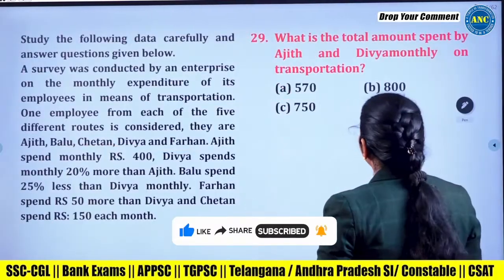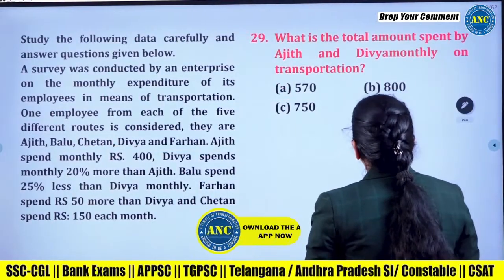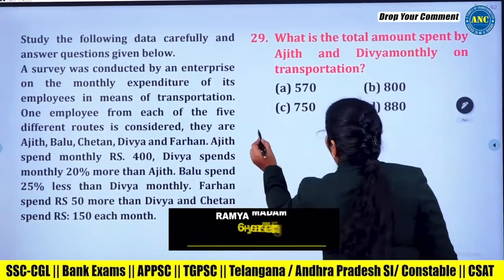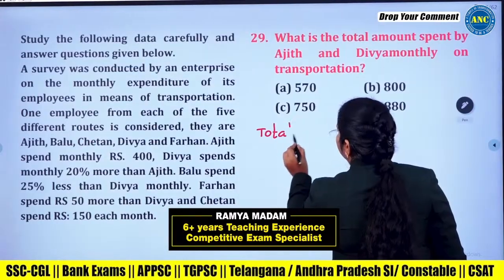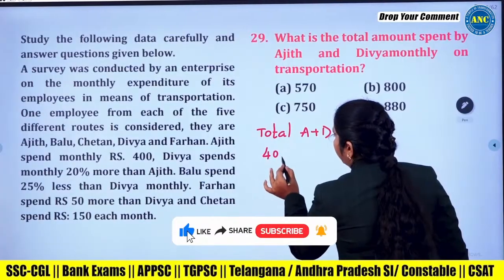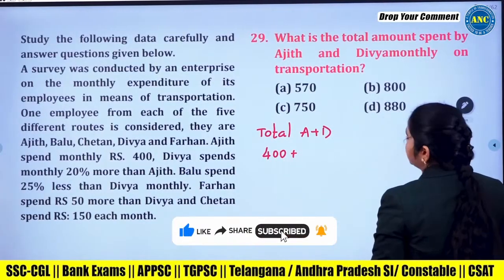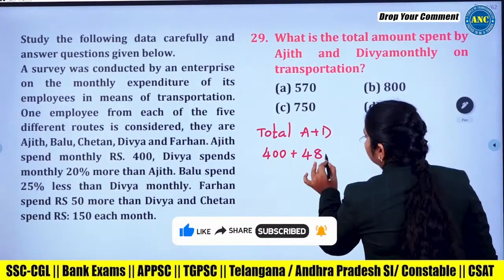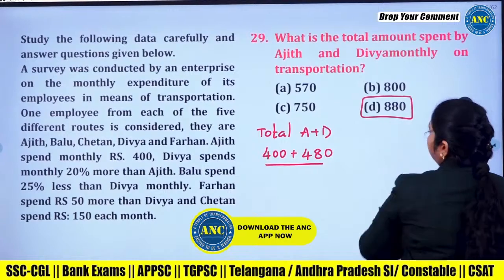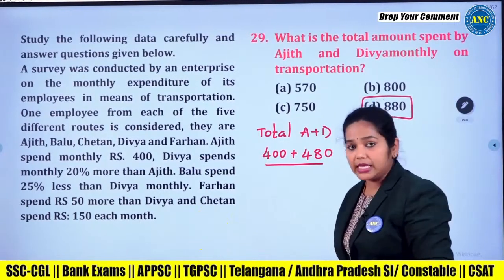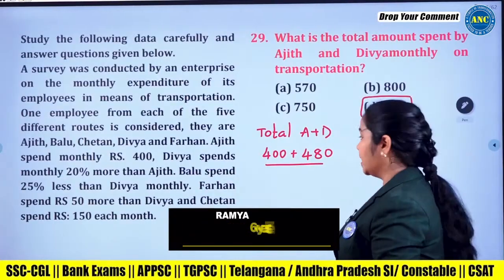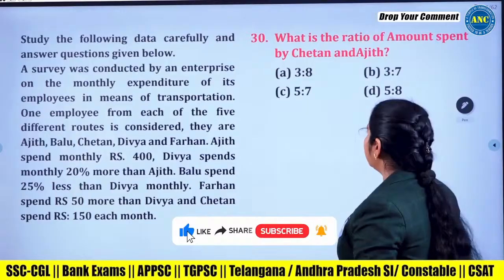Can we go for the next question? Next. Question number 25. What is the total amount spent by Ajit and Divya monthly on transportation? Simple. Total amount of Ajit and Divya. Ajit amount is 400 plus Divya's amount is how much? 480. Yes. So that will be how much? 880. 400 plus 480, 880. Yes. Ajit and Divya, yes. Fine. Clear?